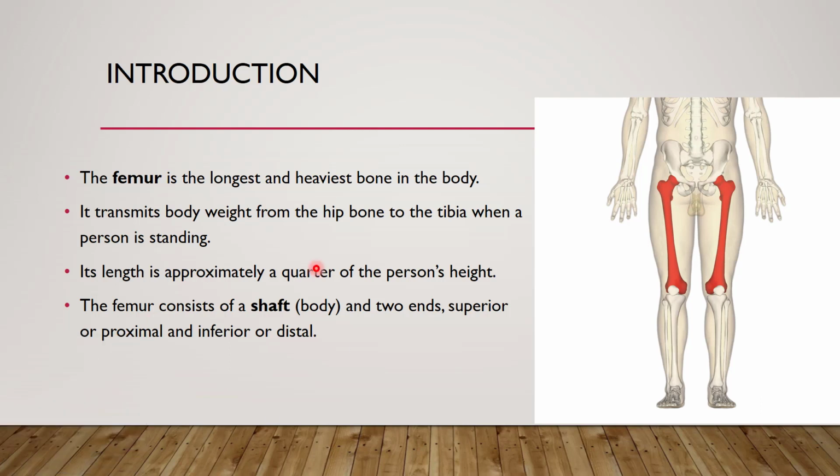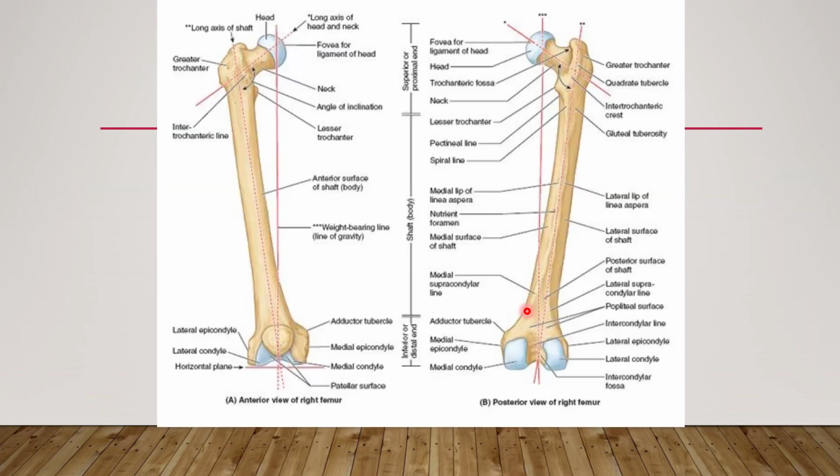The superior end is also called as the proximal end because it is closer to the center of the body, and the inferior end is called as the distal end or the lower end because it is away from the center of the body. See here in this diagram, you can see the shaft or the body of the femur, and we have the superior end and the inferior end of the femur.